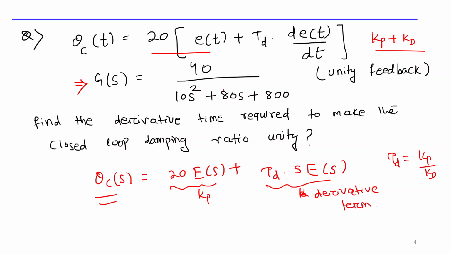Now in this plant transfer function, which is a second order system, you are taking a unity feedback system and you are adding a PD controller. The first question is asking: find the derivative time required to make the closed loop damping ratio equal to unity. Derivative time required means you have to find out this Td value. If you find Td, then from Td we can find out the Kd gain value. So do this question, try once.